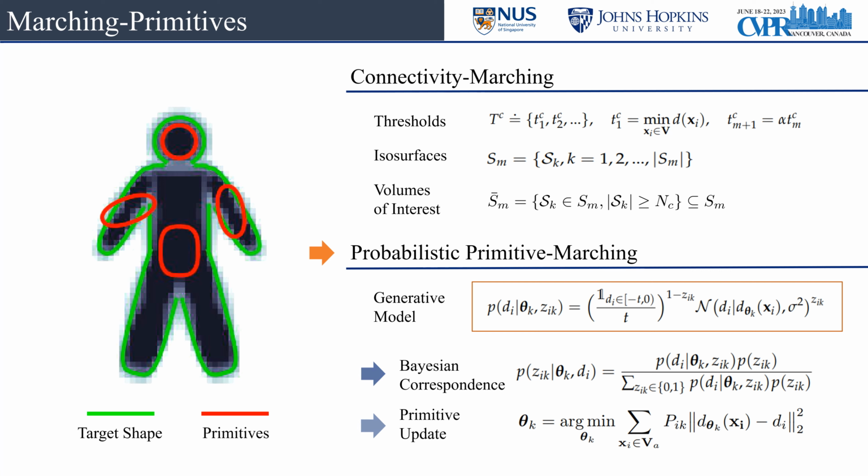Given the current estimation of the primitive, we are able to establish the probabilistic correspondences between the voxels and the geometric primitive from a posterior perspective via the Bayes rule. And then, the parameters of the geometric primitive are updated according to the estimated probabilistic correspondences. The two steps alternate until convergence, similar to the EM algorithm.